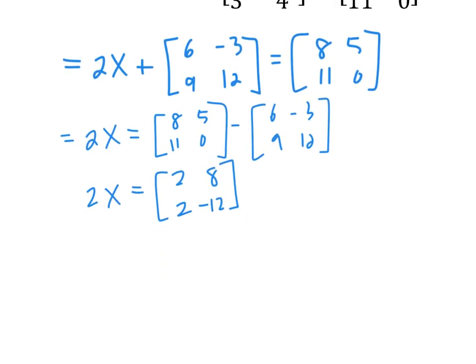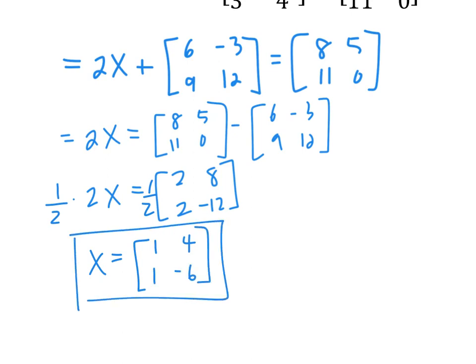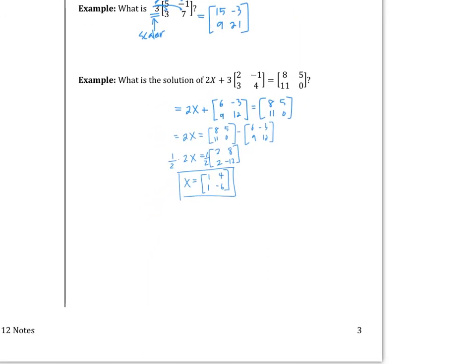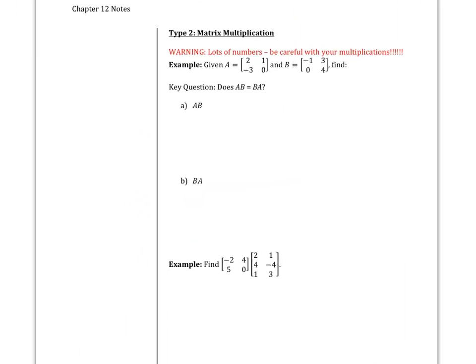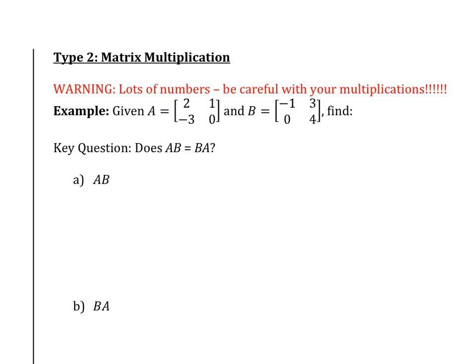All right, the last thing we want to do is get rid of that 2. So how do we get rid of that 2? We would divide by 2. Okay, dividing by 2 is a little strange because it looks like that. Well, to make it look a little better, we can multiply by 1/2. So I'm going to multiply by 1/2 here. So x is equal to 1, 4, 1, -6. So this is the matrix X. So that was one kind of multiplication, which is you multiply by a scalar, easy. The second one is matrix multiplication.